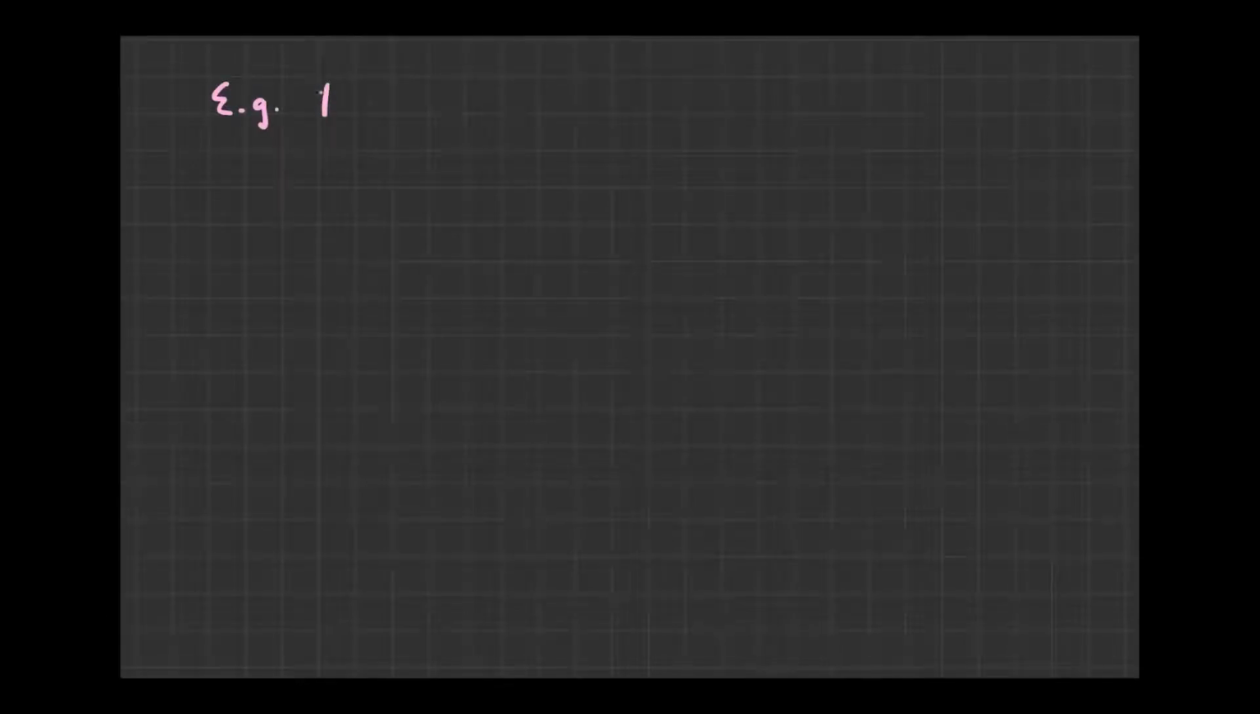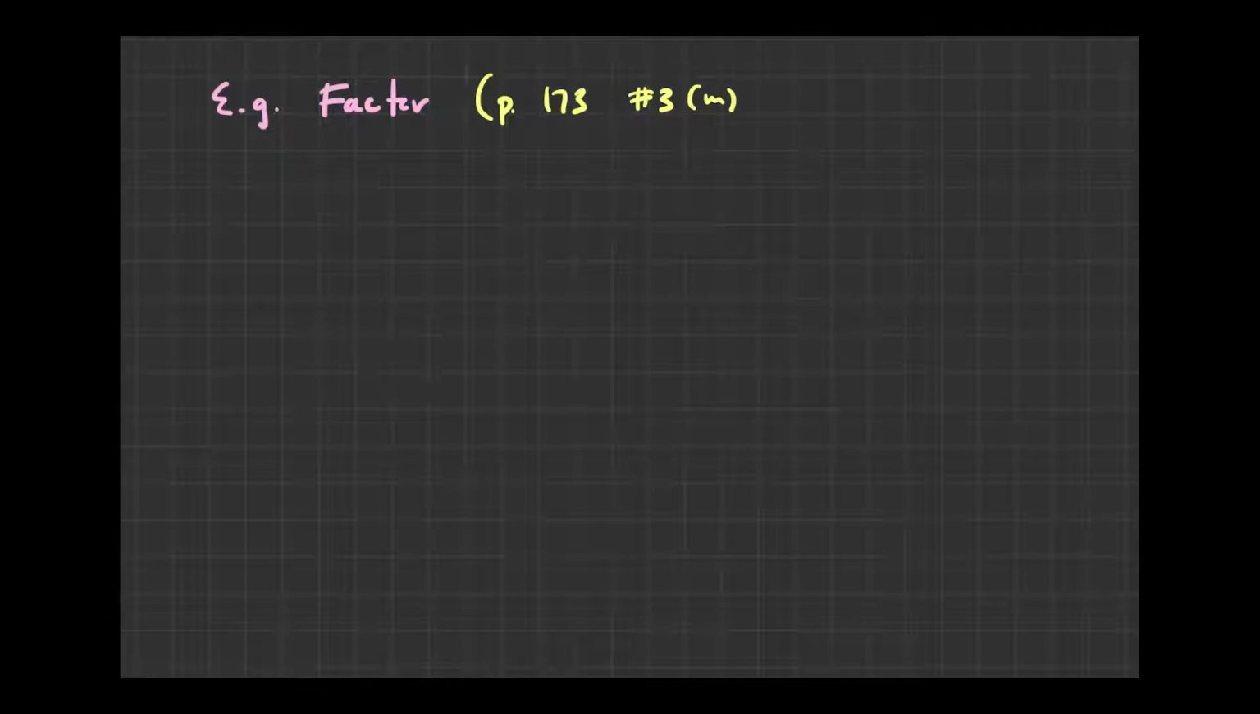So let's factor this one here. How about this one? I'm just stealing this one from the book. I think it's on page 173, number 3M. What is it? 4a squared minus 7a plus 3.